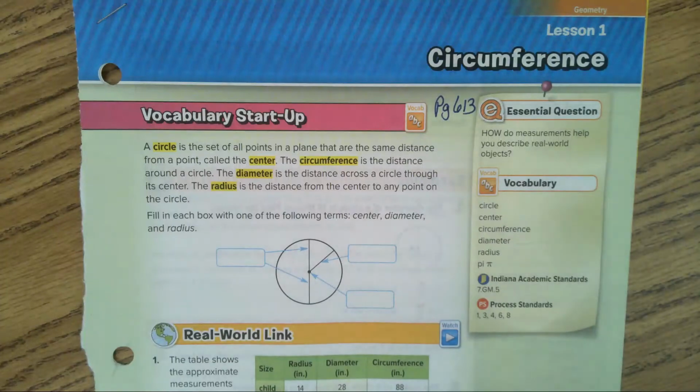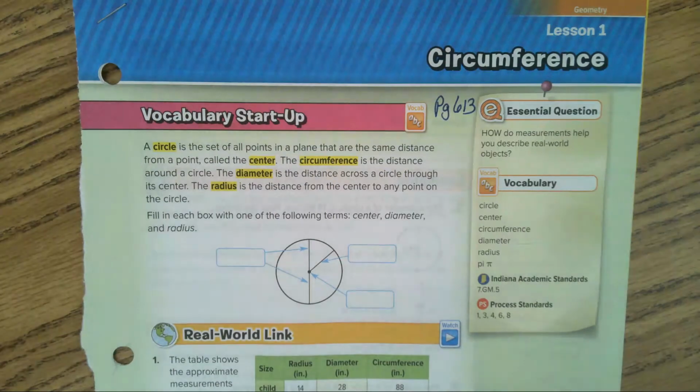Hi, this is Mrs. Robertson, and today we are going to learn about the area and circumference of circles on lessons 1 and 2 from chapter 8. We're going to do circumference first. It is lesson 1, located on page 613.